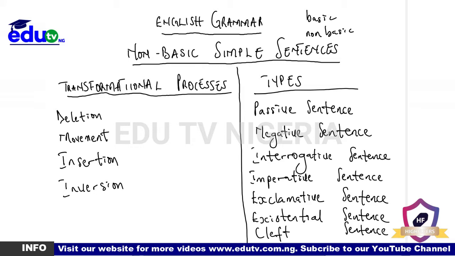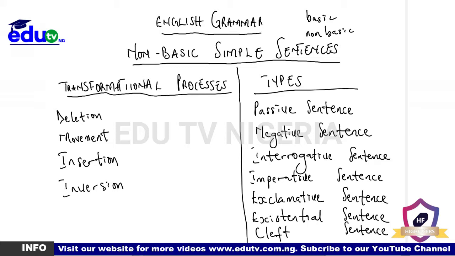However, we also have these simple sentences that are referred to as the non-basic ones. As you can see on the board, we have the passive sentence, the negative sentence, the interrogative sentence, the imperative sentence, the exclamative sentence, the existential sentence, and then the cleft sentence.